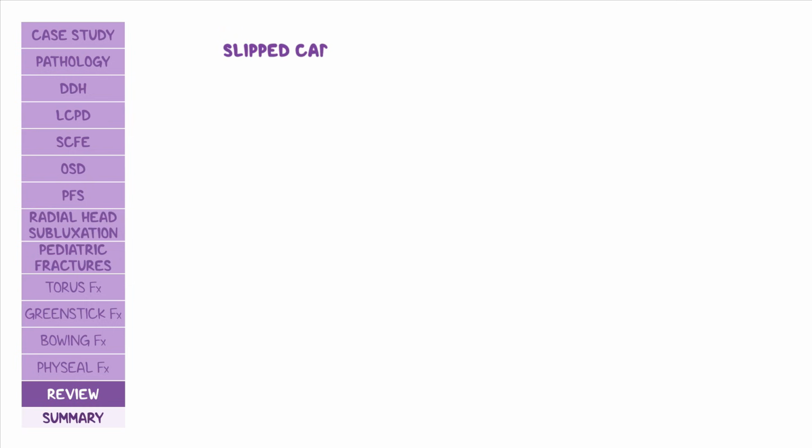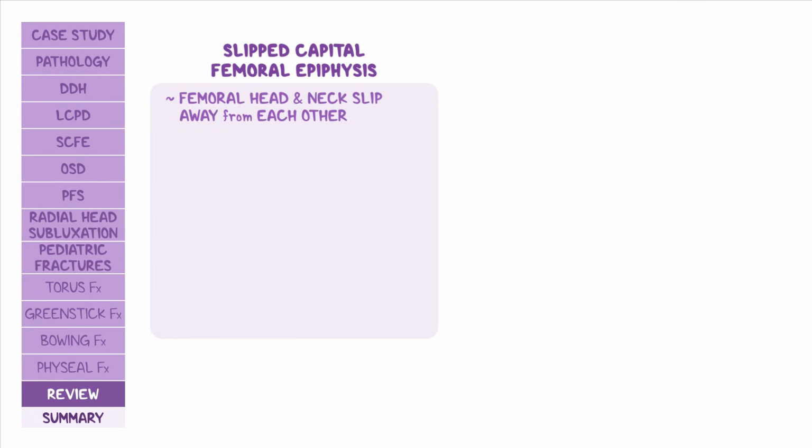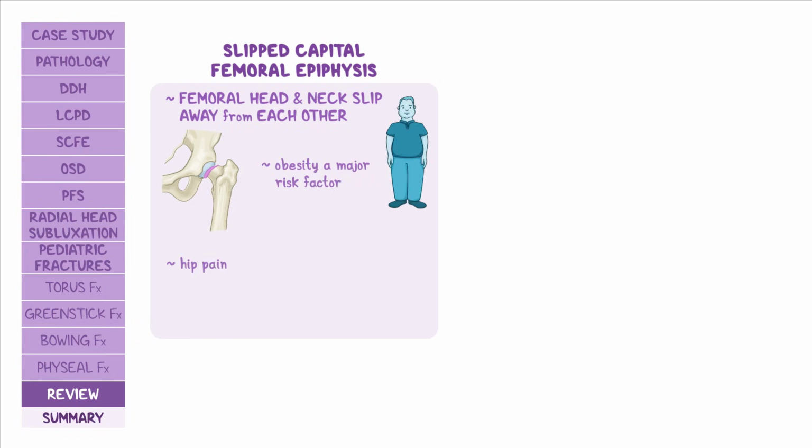Next is slipped capital femoral epiphysis, where the femoral head and neck slip away from each other. This most commonly occurs in adolescence, with obesity being a major risk factor, and causes hip pain that can refer to the thigh or knee, limping, and limited hip abduction and internal rotation.